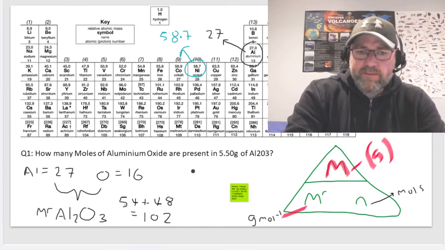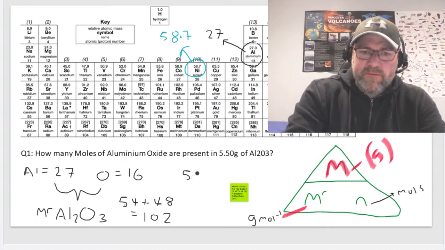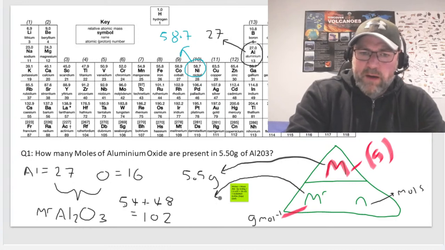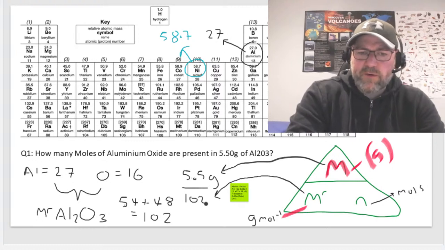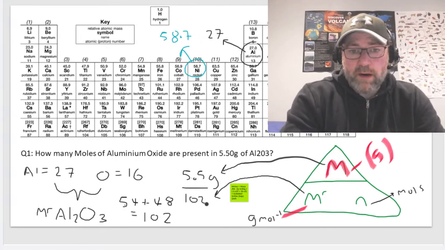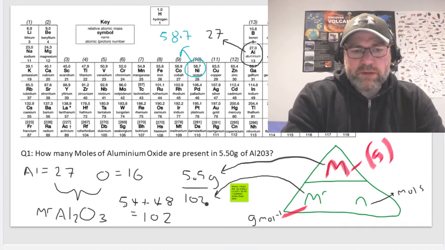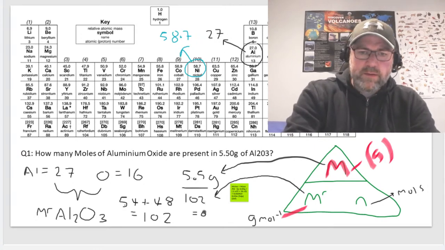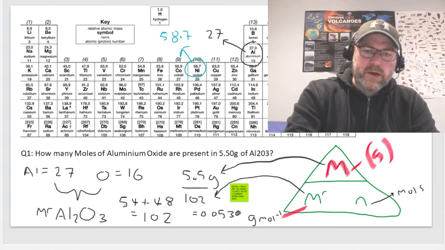So what I want to do is 5.5 grams mass over the top of the MR, which I'm hoping is 102. 2 times 27 is 54. Sometimes my mental maths isn't so great. 5.5 divided by 102. So we don't have a lot of aluminium oxide. It's 0.0539.